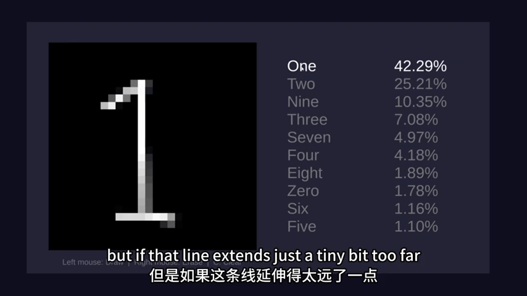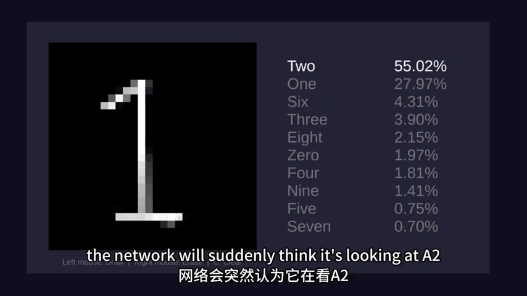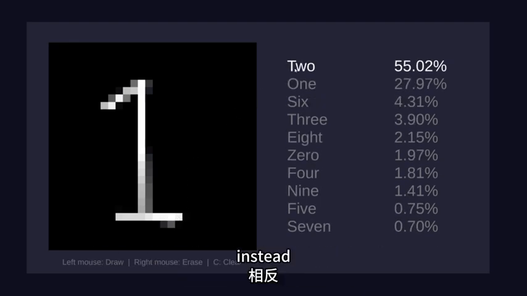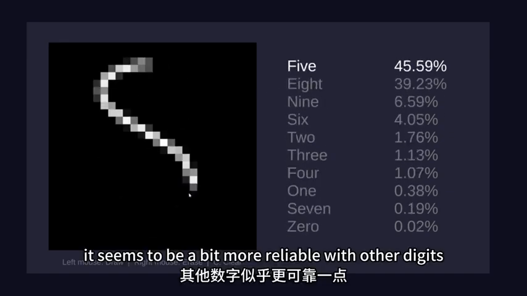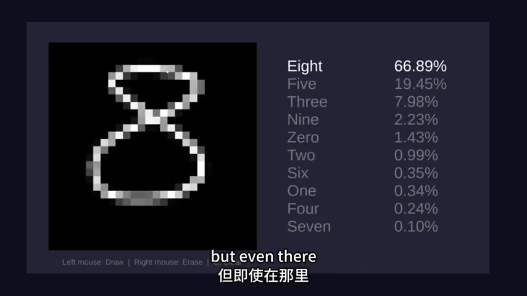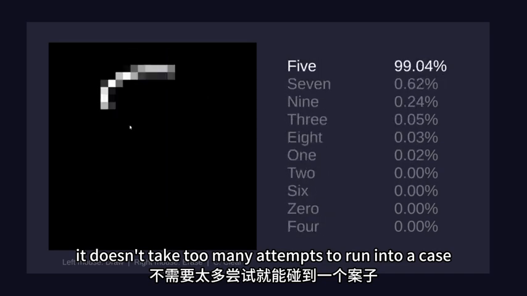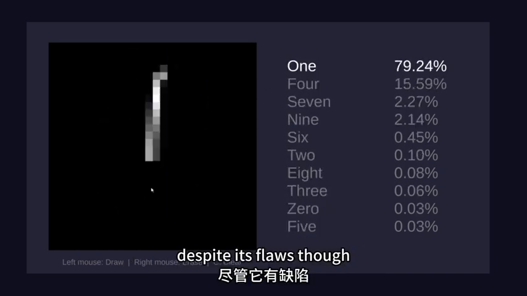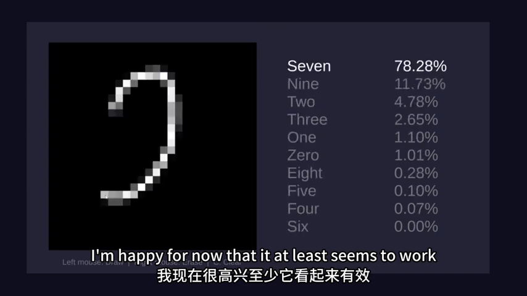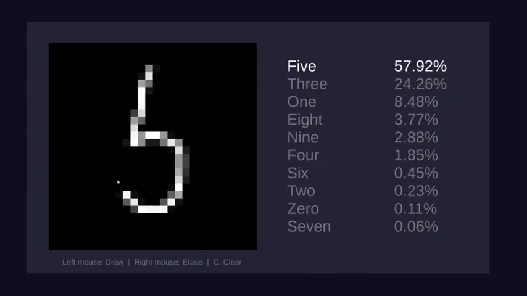But if that line extends just a tiny bit too far, the network will suddenly think it's looking at a 2 instead. It seems to be a bit more reliable with other digits, like 8s for example, but even there it doesn't take too many attempts to run into a case that bamboozles the network. Despite its flaws though, I'm happy for now that it at least seems to work most of the time.